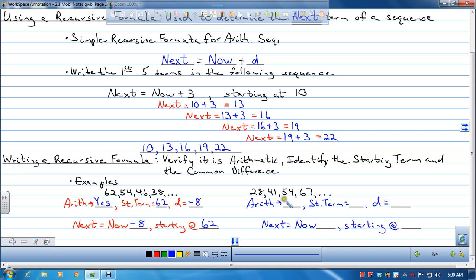Okay, over here, this was also arithmetic. We knew that we were going up by 13, starting at 28. So when I'm writing this formula, I would take the now value plus 13, starting at 28. And that's pretty much it for writing these recursive formulas. In order to find the next value, you have to know the previous value and the common difference.